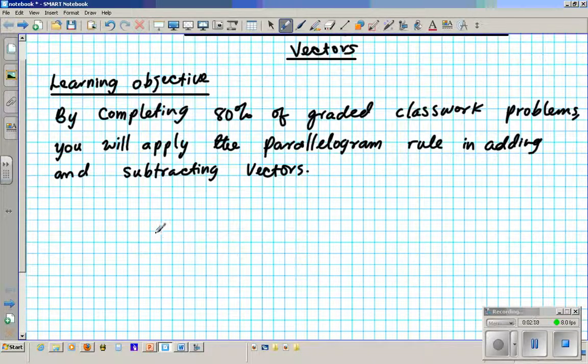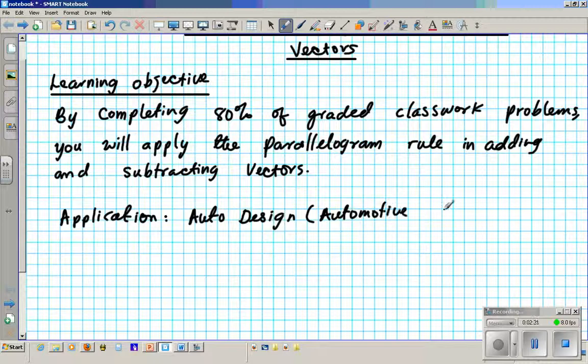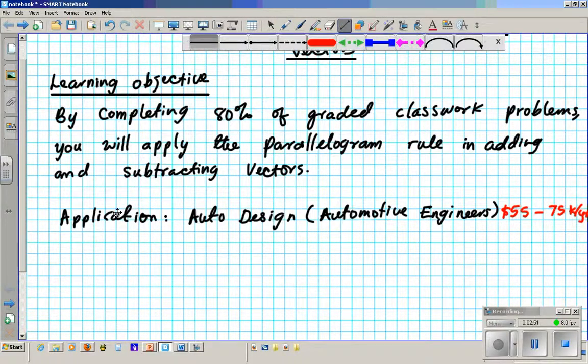So why is this important? Where is this used in real world application? Write this down. The application of this is in auto design. And the people that do this are automotive engineers. Automotive engineers make anywhere between 55 to $75,000 a year. Okay, that's how much salary they receive, just in case that's what you want to go into.